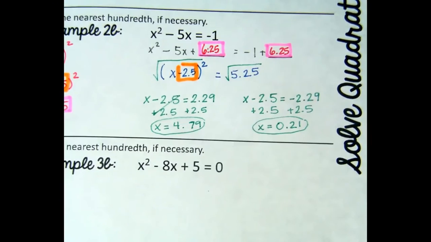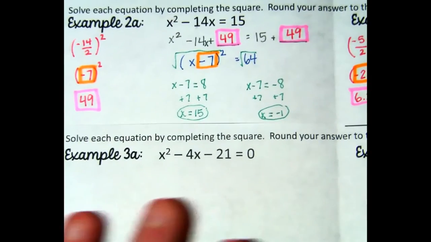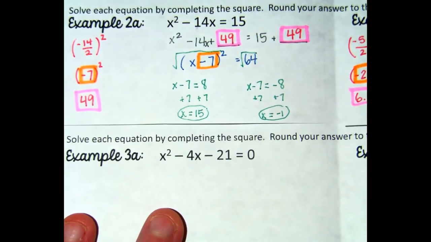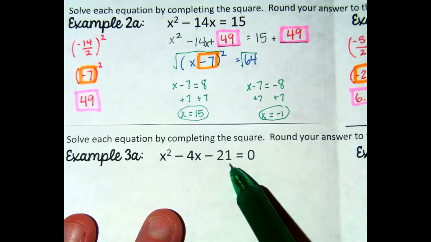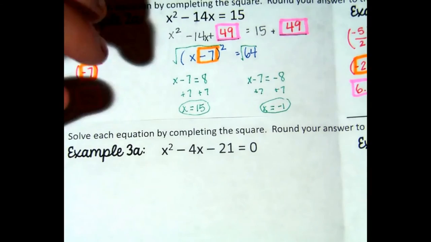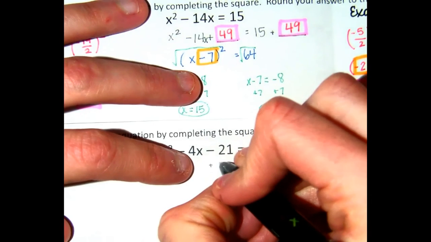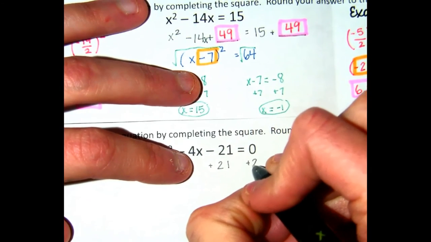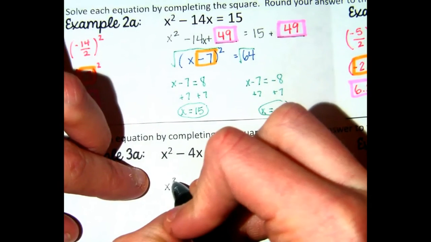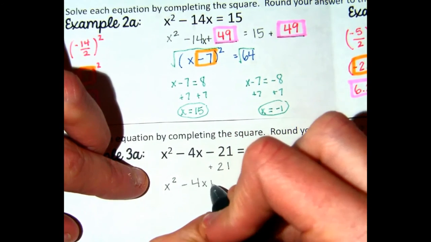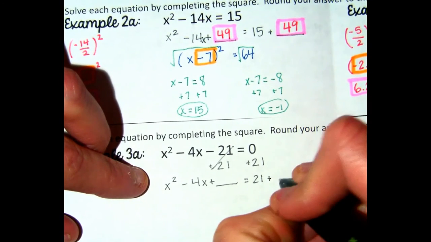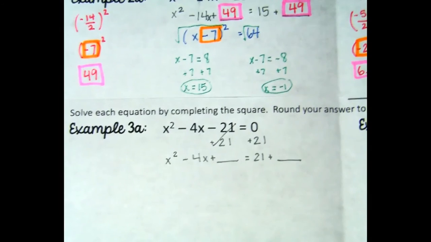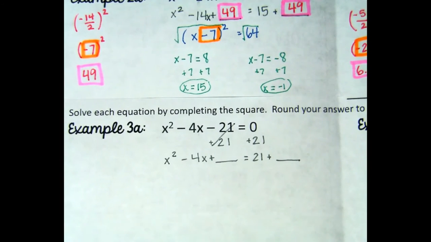Example 3. What's the difference between these and this? It's got a 0 at the end. Do we have a blank? We're going to have to make one. So, the very first step on these is to move over that extra number. X squared minus 4x plus, I'm going to leave a blank now, equals 21 plus blank. I moved over the number. I don't need it there. If you didn't get example 2B, I'll show you in a minute.